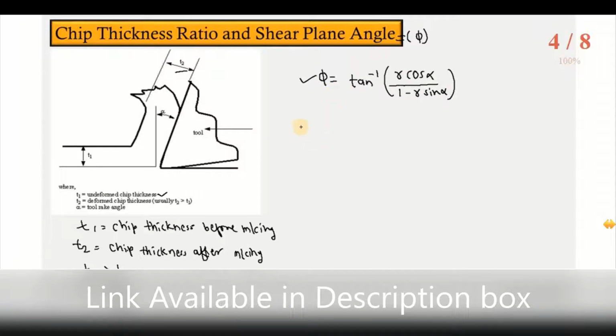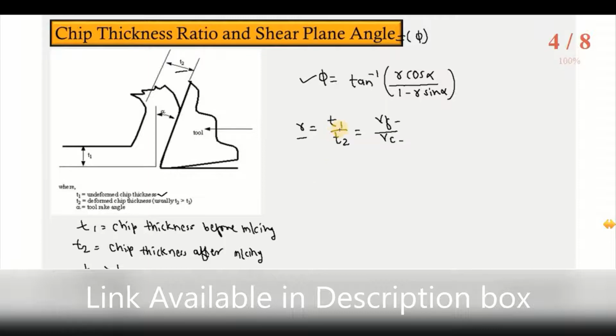Now this chip thickness ratio we can write as R = T1 by T2 in terms of thickness, then Vf by Vc in terms of velocity, where Vf is the chip flow velocity and Vc is the cutting velocity. In this way we can write the chip thickness ratio. Sometimes the velocity is given, that is chip flow velocity or cutting velocity, and based on that we can calculate the chip thickness ratio.